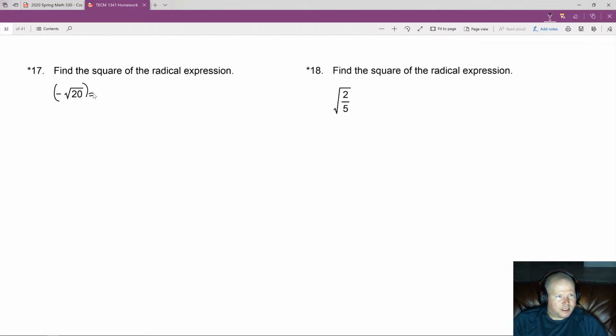negative square root of 20, and if we square that, a negative times a negative is a positive, and if you square a square root, these basically cancel out. So there's an understood or implied index of 2 there, and these cancel each other out, leaving you just a 20. So when you square a square root, you get back the radicand, the stuff underneath the radical symbol. So if you square the square root of 2 over 5, you end up with simply 2 over 5.